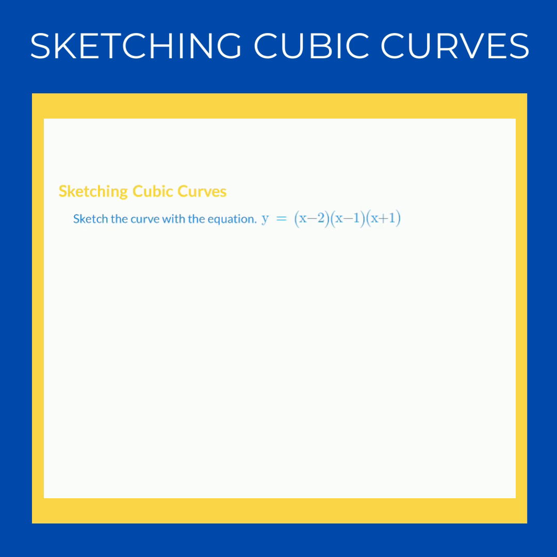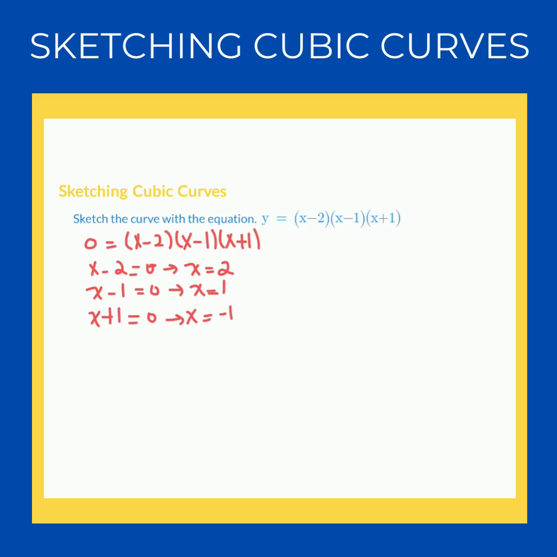So 0 is equal to (x minus 2) times (x minus 1) times (x plus 1). So here I have to equate each bracket to 0. So x minus 2 equals 0, and x is equal to 2. x minus 1 equals 0, x is equal to 1, and x plus 1 equals 0, so x is equal to negative 1.